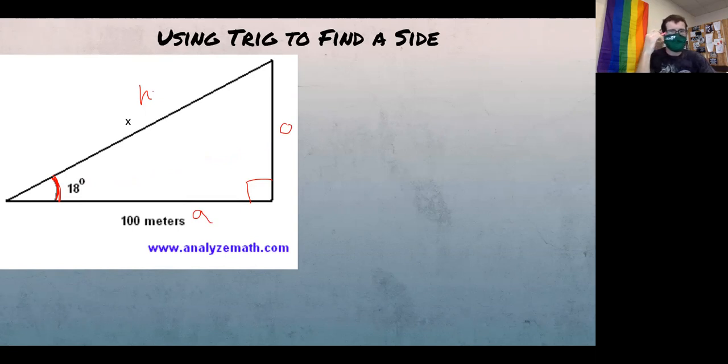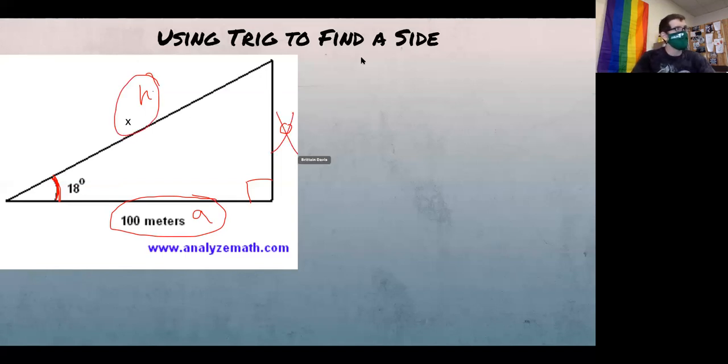Okay, so the next question I want to ask in a problem like this is, what do I know and what am I solving for? What I know is that the adjacent side is 100 meters. What I'm solving for is the hypotenuse, which is unknown. I don't care about the opposite side.